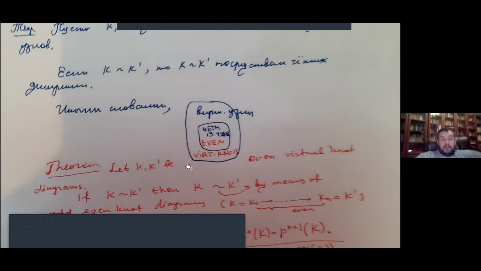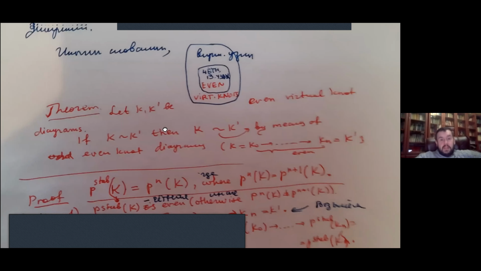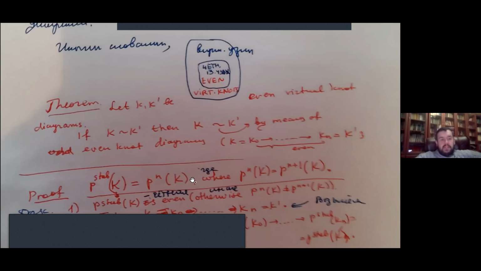So if we consider a diagram K, we can consider the diagram P-stable of K, and P-stable of K is defined to be such P^n of K that P^n of K is equal to P^(n+1) of K. So starting from n, all further projections are trivial. So P^n of K equals P^(n+1) of K, P^(n+2) of K, and so on.